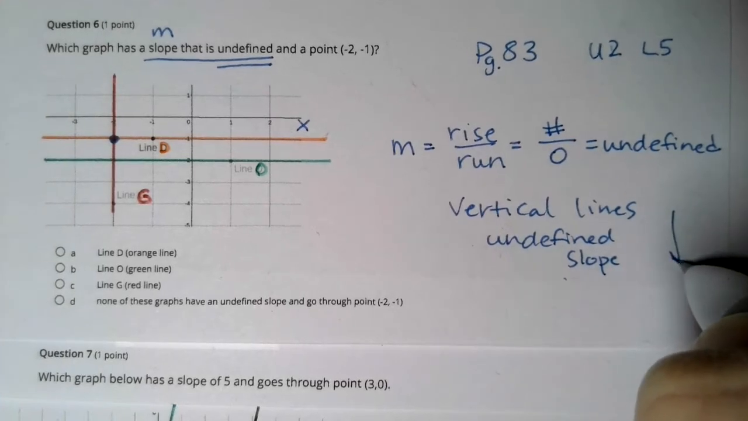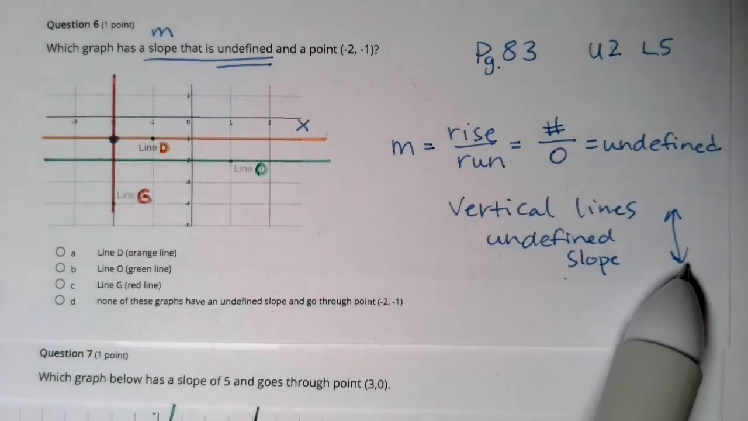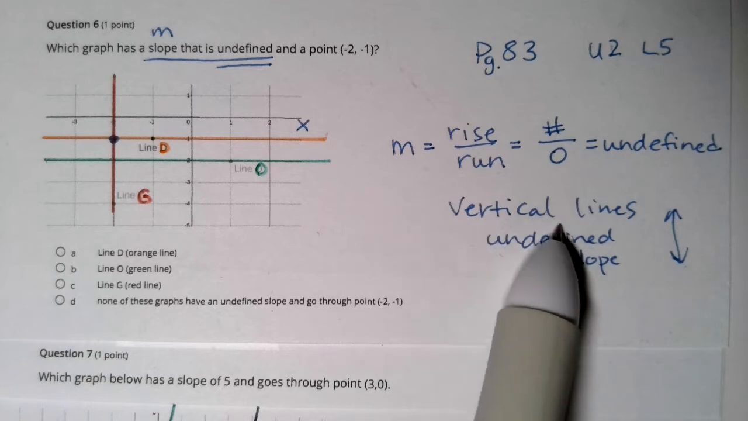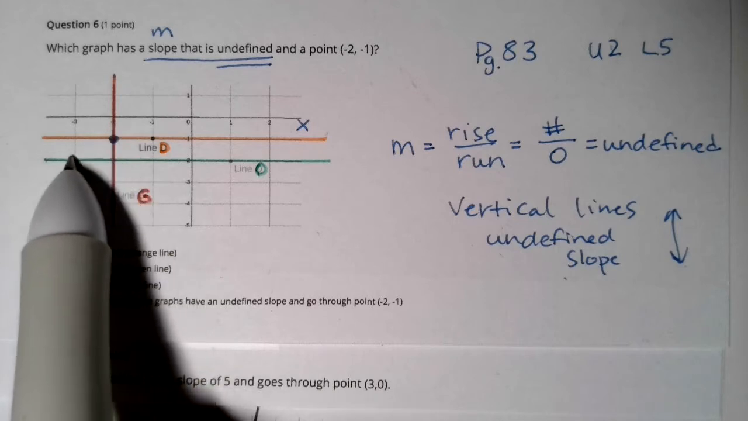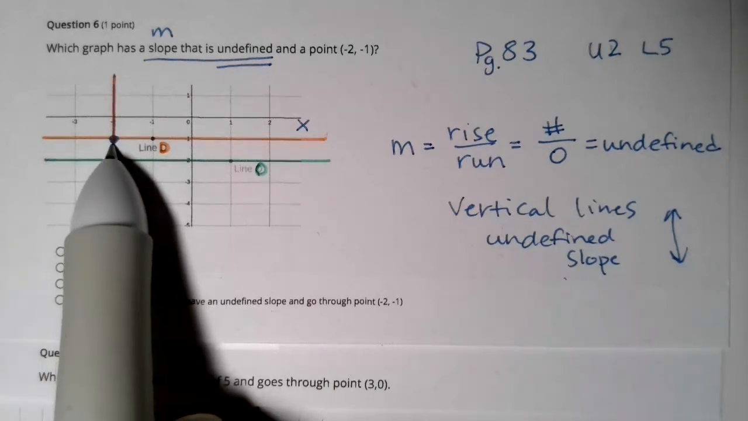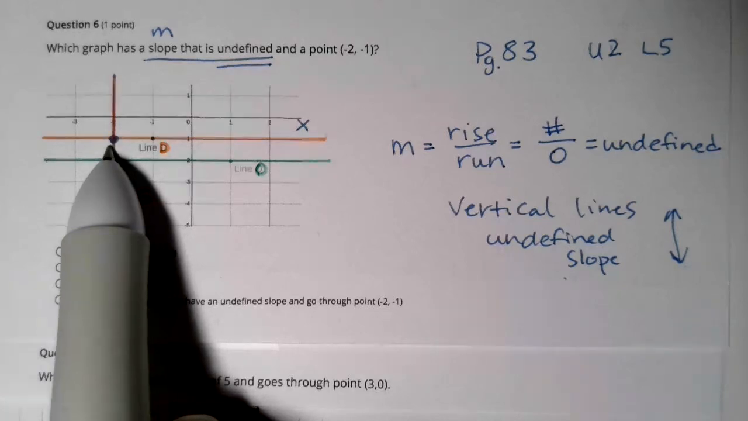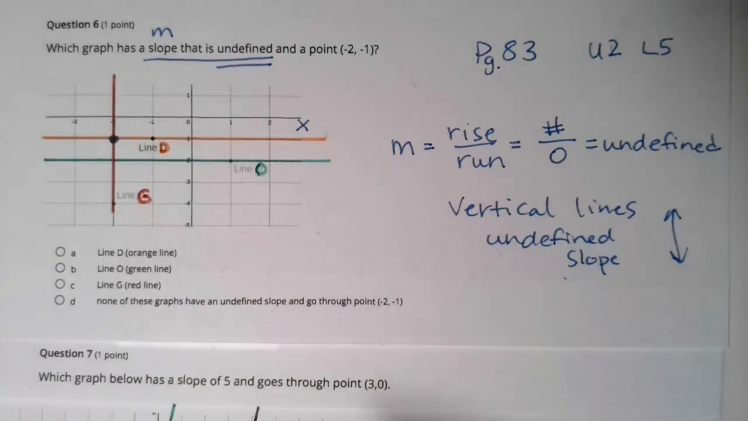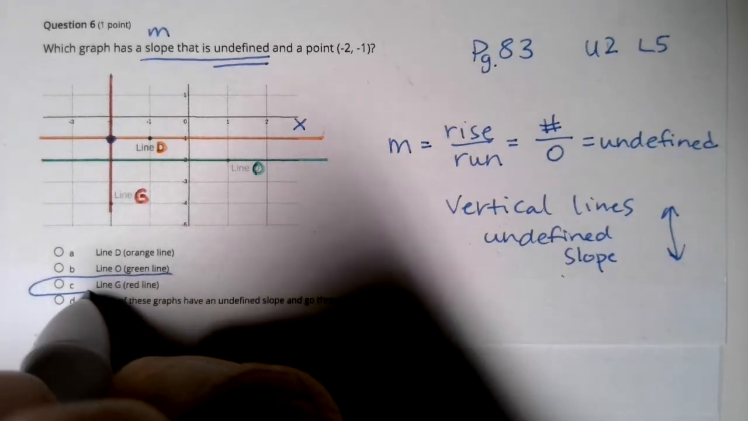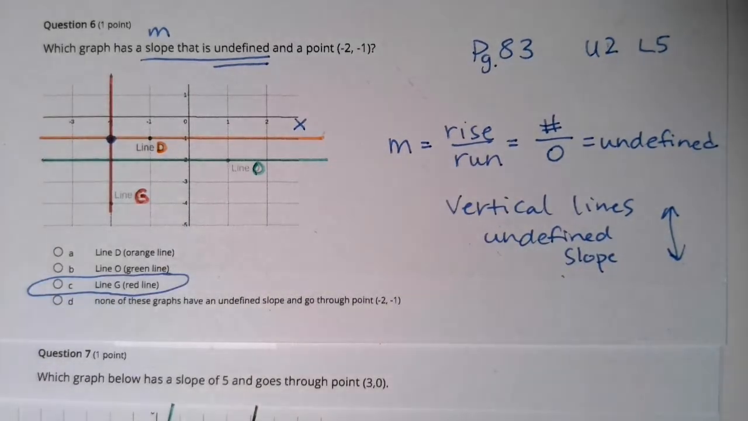And vertical lines go up and down. Some people talk about, because in the word vertical, there are 2 long, tall letters, if that helps you. But we have one of our 2 lines that go through the point -2, -1. We have D, which is horizontal, and G, which is vertical. So our choice here is the red line, G. Let's look at our last problem.